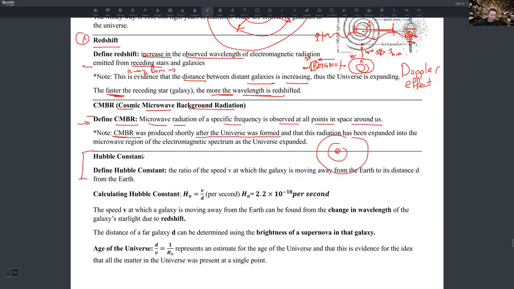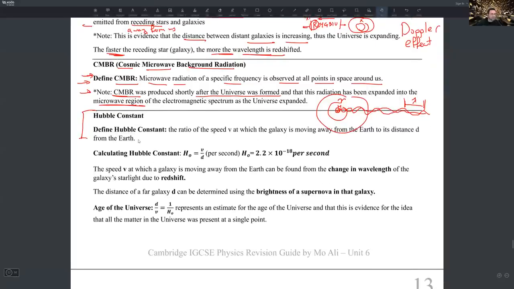as it expands, the wavelength of this CMBR increases. So the wavelength of the microwaves starts to increase until it's now a microwave. The waves actually started as something small, gamma rays actually, and then eventually as the universe expanded the wavelength increased and they became microwaves. So these are just two definitions you need to memorize.